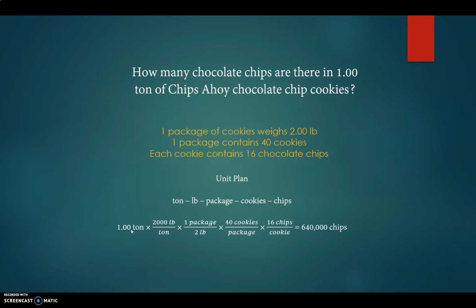We'd start out with our 1 ton, and then 2,000 pounds per ton would get us to pounds. 1 package for every 2 pounds of cookies, 40 cookies in each package, and finally 16 chips in every Chips Ahoy chocolate chip cookie would give us a total of 640,000 chips. That is a lot of chocolate chips.